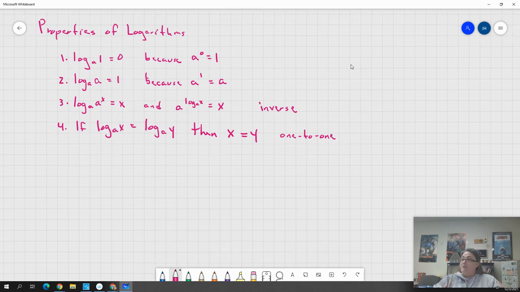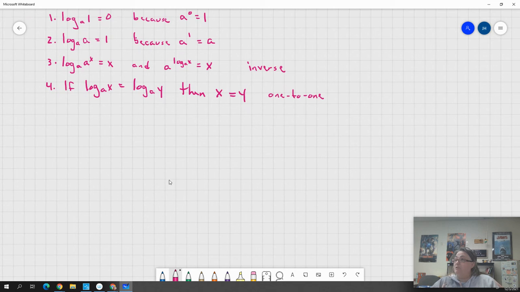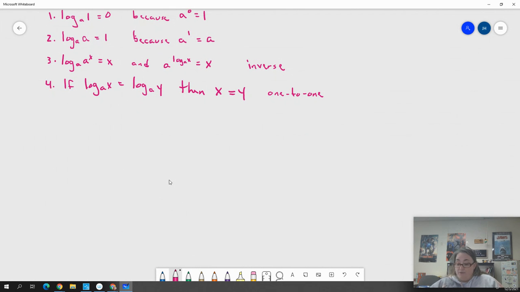So what do we do with all of this? Well, we use it when we're solving them. So I'm going to try and keep these properties up here in the picture while we look at how to use them. So if I say simplify log base 4 of 1, right? Well, that would be this. Log base A of 1 equals 0. Why? Because 4 to what power equals 1?